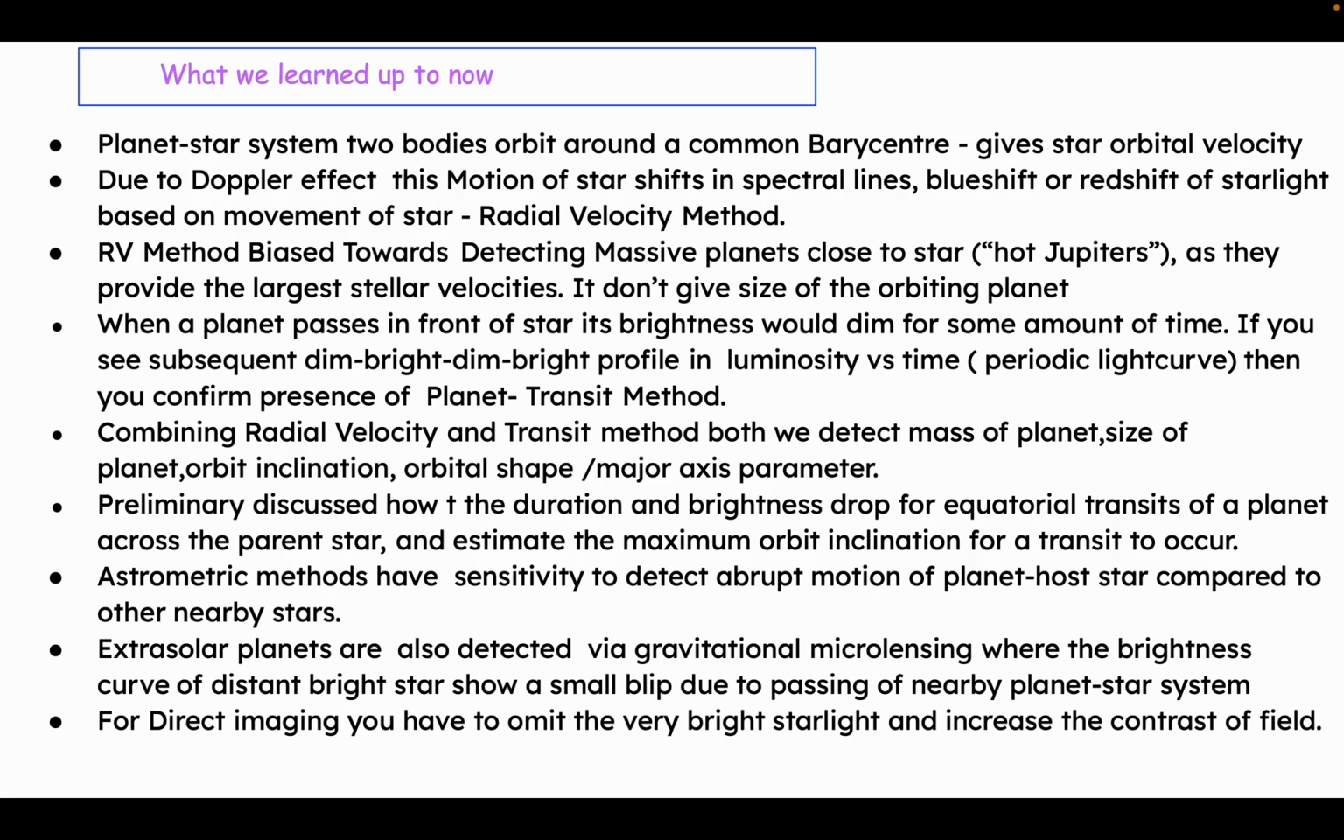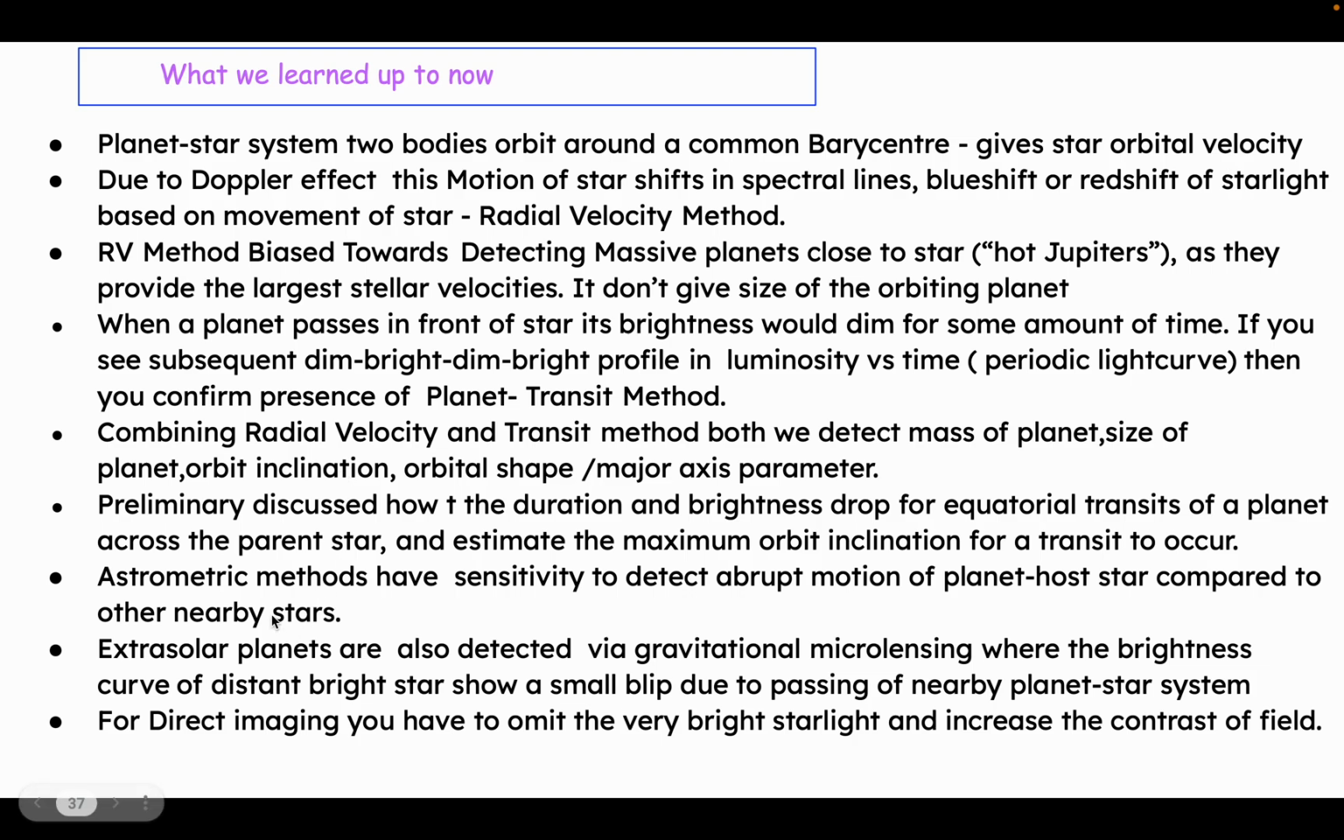When you combine both these methods, the radial velocity and the transit method, you can determine the full parameters of the system: the mass of the planet, the mass of the host star, the size of the planet, the orbital inclination, and the orbital shape or the length of the major axis of the orbit. These four are the must-know parameters for any exoplanet.